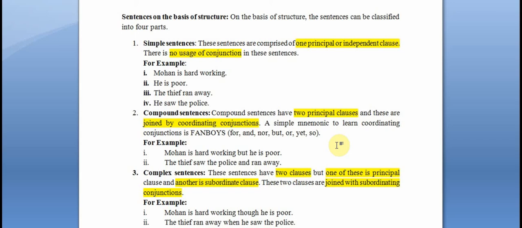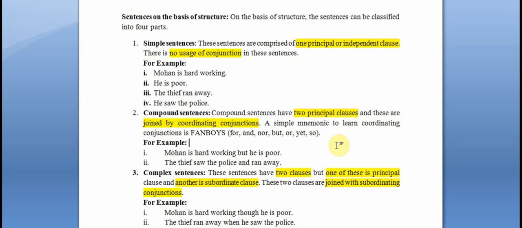A simple mnemonic to learn these conjunctions is FANBOYS, where F stands for for, A for and, N for nor, B for but, O for or, Y for yet, and S for so. Now look at the examples. Mohan is hardworking but he is poor. The thief saw the police and ran away. So instead of making different sentences, I have joined 2 sentences, each having a main clause, with coordinating conjunctions.